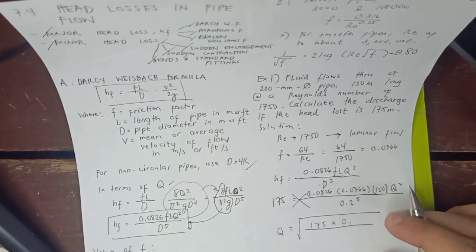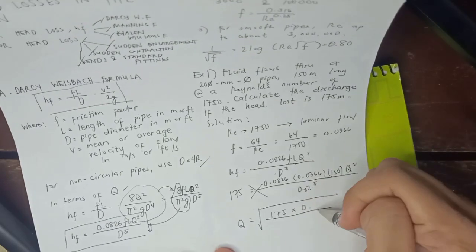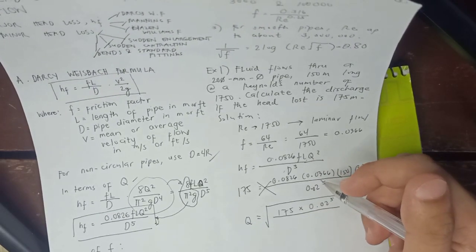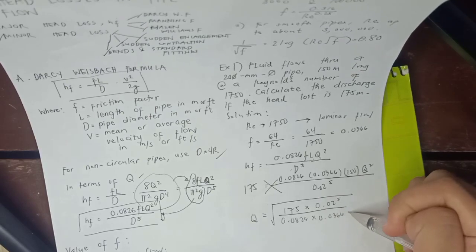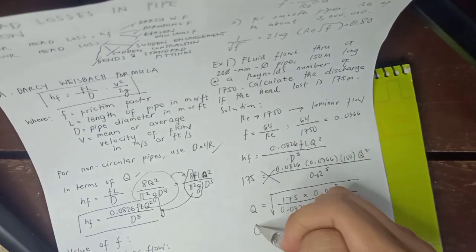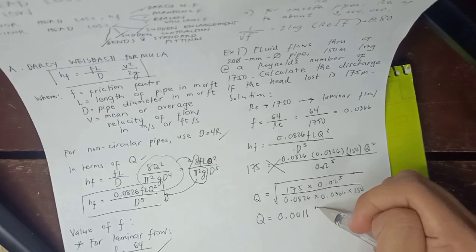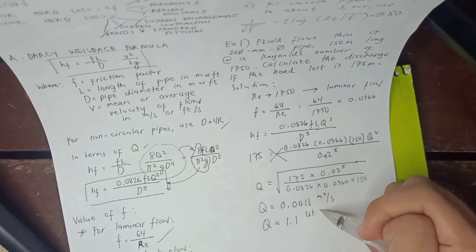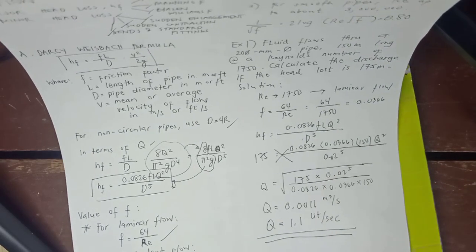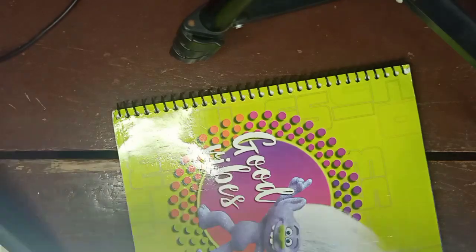I think I am wrong with 200. It is 20. Oh, okay, it is 20, so 0.02 to the power of 5 over 0.0826 times 0.0366 times 150. Q now is 0.0011 cubic meter per second, or Q is 1.1 liter per second. So this is the answer for the first example.